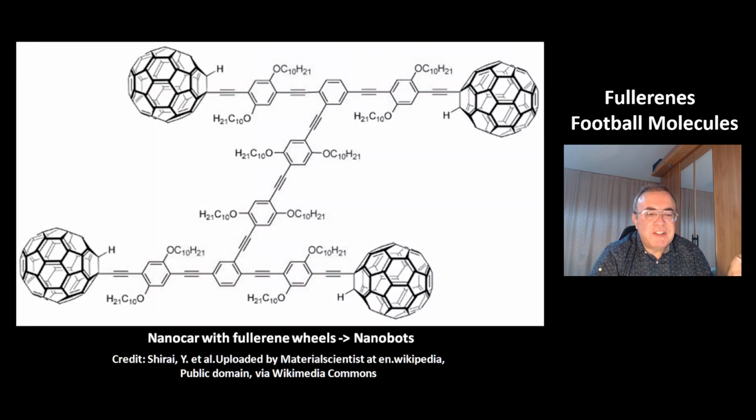This is a beautiful molecule. It's called Nanocar. It has wheels that are made of fullerenes. Since the single bond can rotate, this means this car has functioning wheels. Right now there's research about nanosensors and nanomotors. And all these technologies combined could lead one day to the invention of nanobots, which could do very useful work, for example, in the human body.